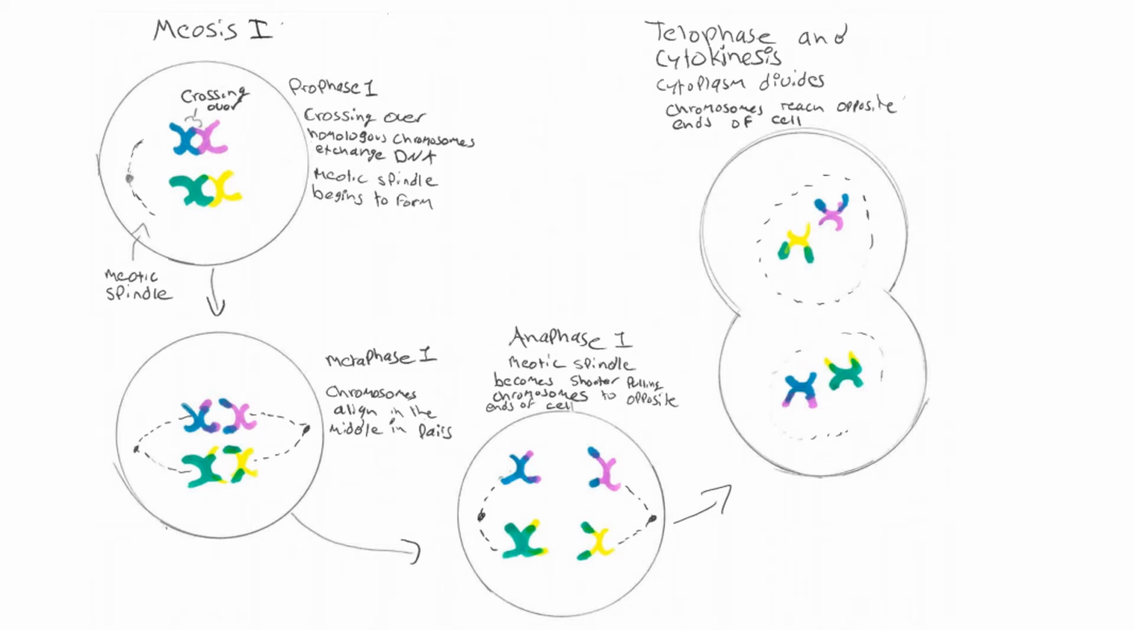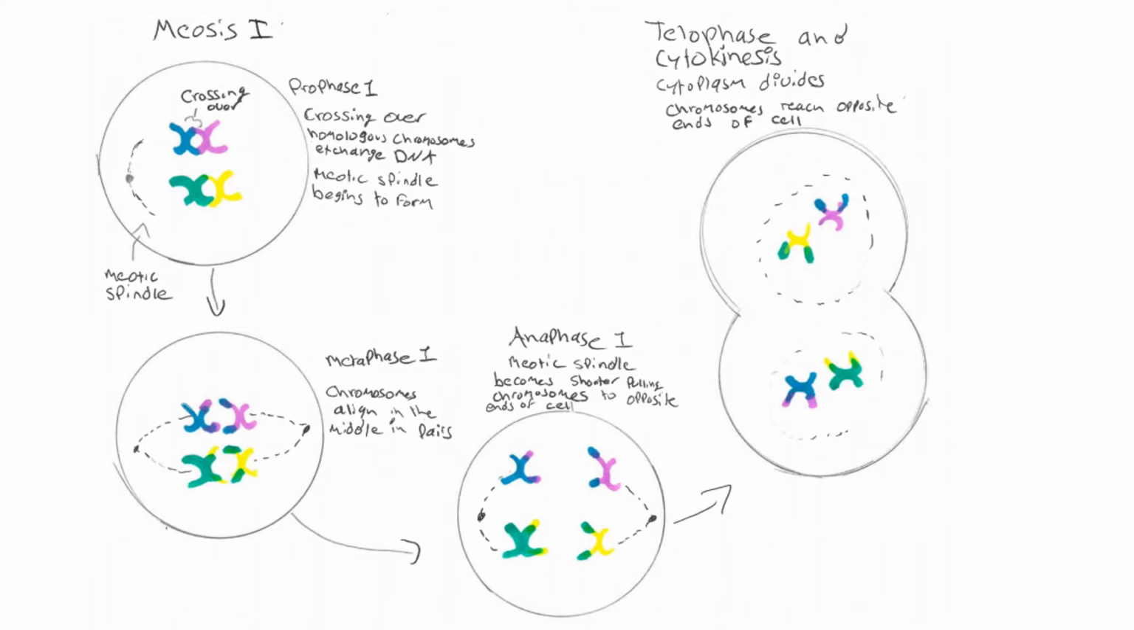Now the cell is going to go on to the next phase, anaphase 1 of meiosis 1. What happens during anaphase is the meiotic spindle begins to become shorter and shorter, and it pulls those chromosomes to opposite ends of the cell. Once this happens, the cell is going to go on to the next phase of meiosis, telophase and cytokinesis.